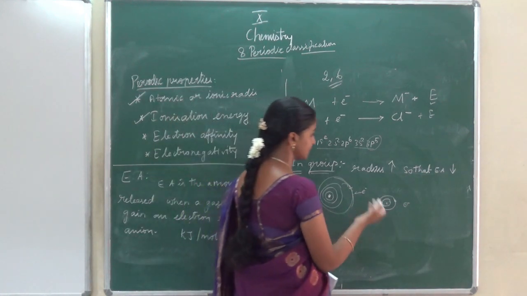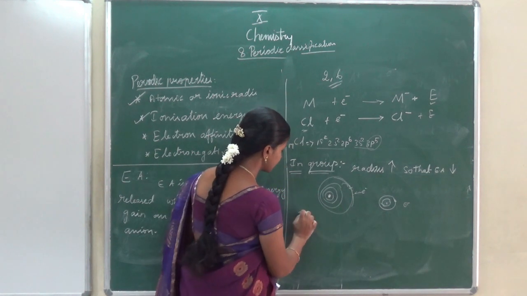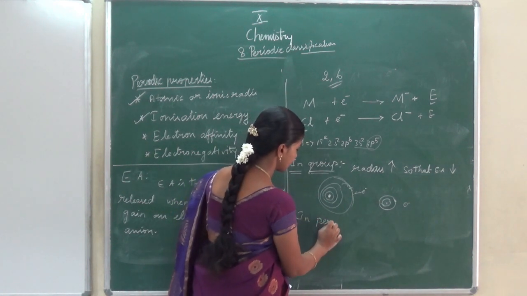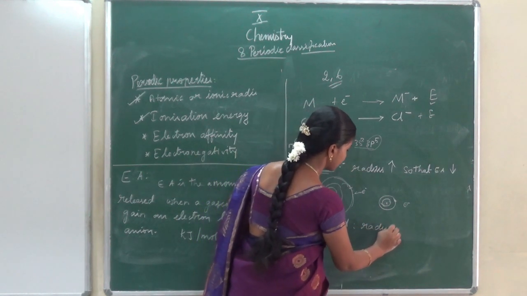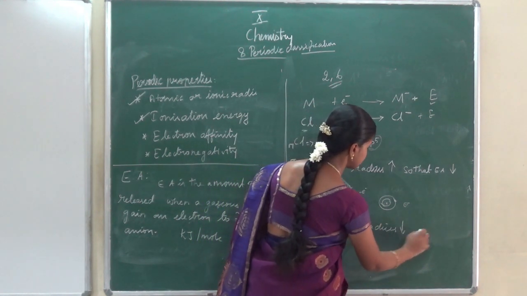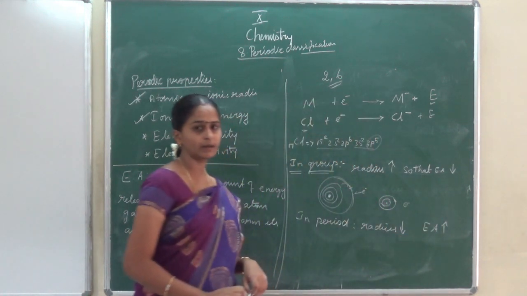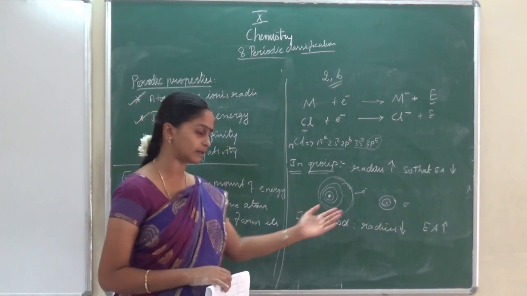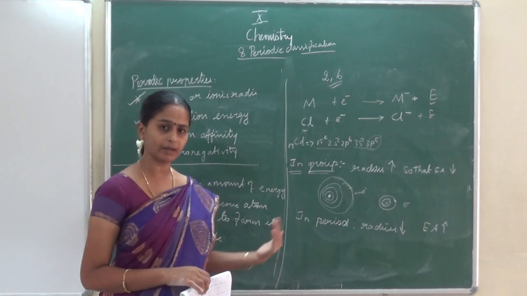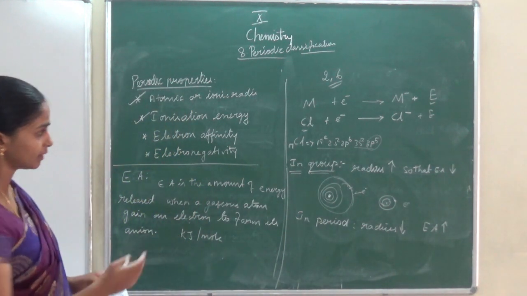Where will the radius decrease? In period. In period, when the radius is decreasing, electron affinity increases. That's all. Just remember the radius. So easily we can write the trends in group and period. Just go through it and make notes.